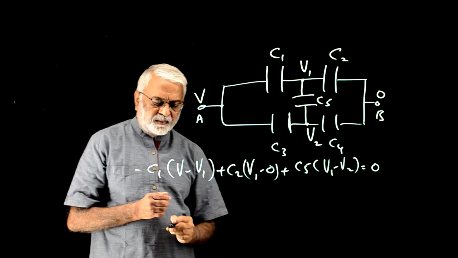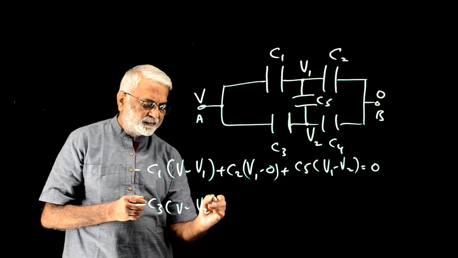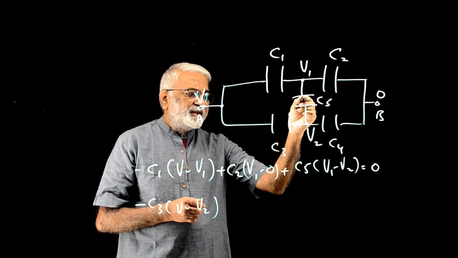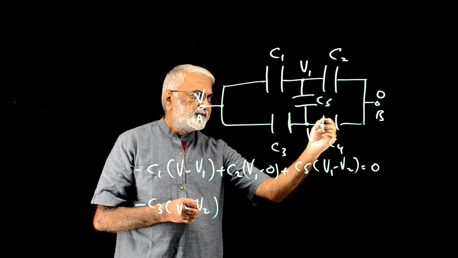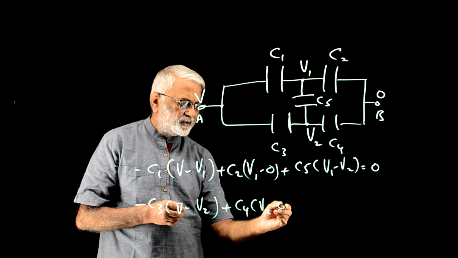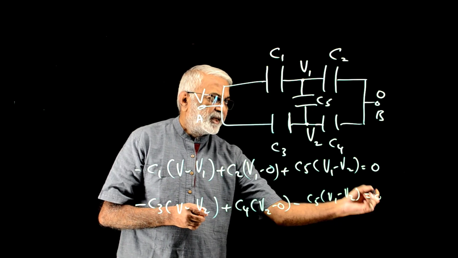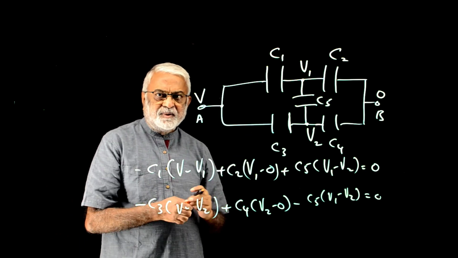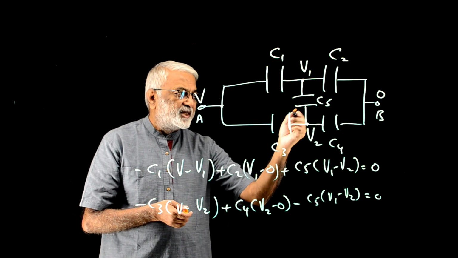So we have on this plate minus C3 times (V minus V2), right? And since we already assumed that V1 is more than V2, this will be minus C5 times (V1 minus V2). And this one, we assume V2 is more than 0, so plus C4 times (V2 minus 0). Again, if you draw a boundary around these three conductors, there is no wire crossing that boundary, no charge flowing in or out of it. So the sum total of charge on these three conductors must be 0.